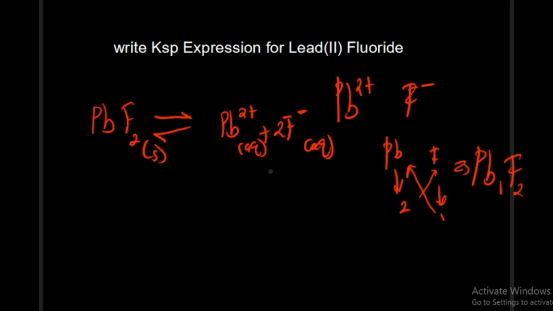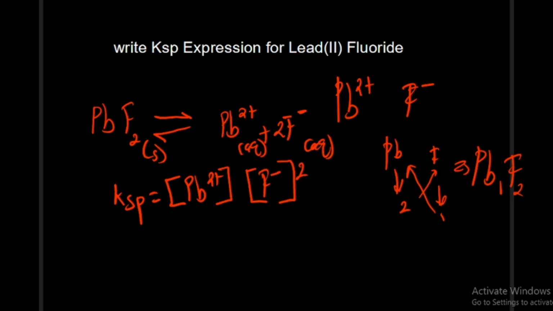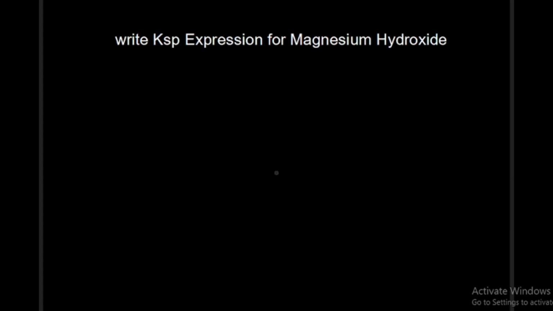So now let's write the Ksp expression. Ksp equals the concentration of Pb2+, and let's ignore the word aqueous here. The next one is F-, and here we have 2. So the Ksp expression for lead(II) fluoride is this. Hope you understand. It's very easy. So that is it for this one.